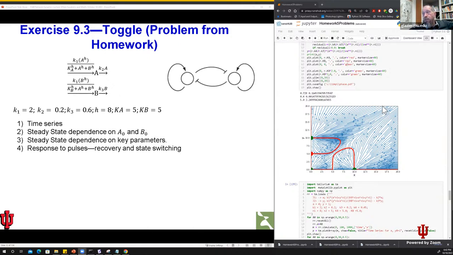If I start out with B just a little bit above A, I come into high B, low A. If I start out with them exactly equal, then I come along this diagonal and I go to 0.